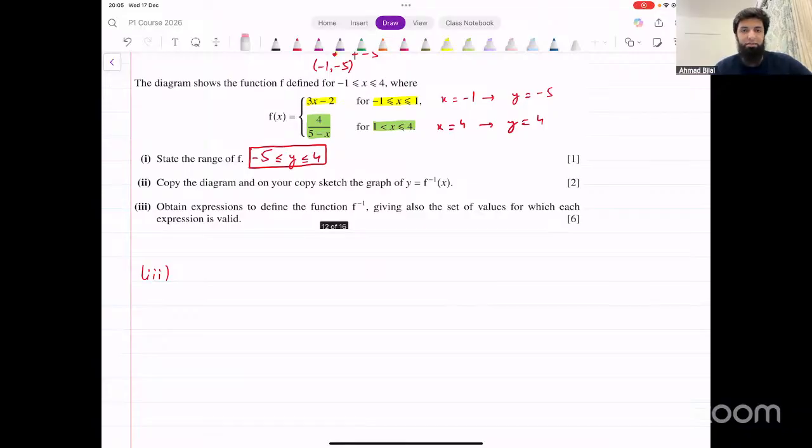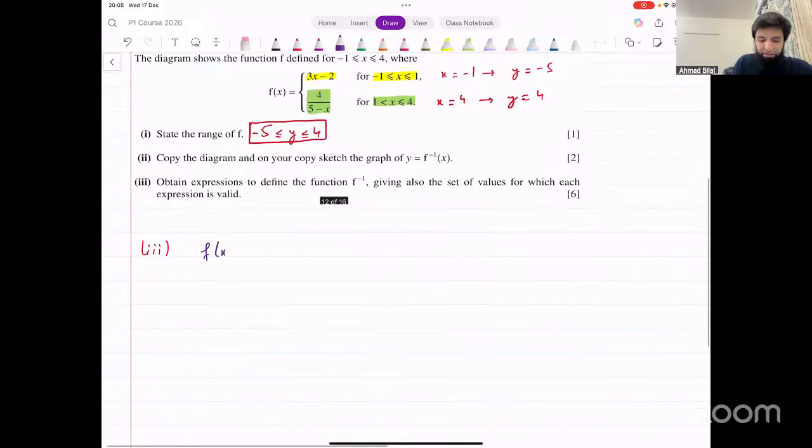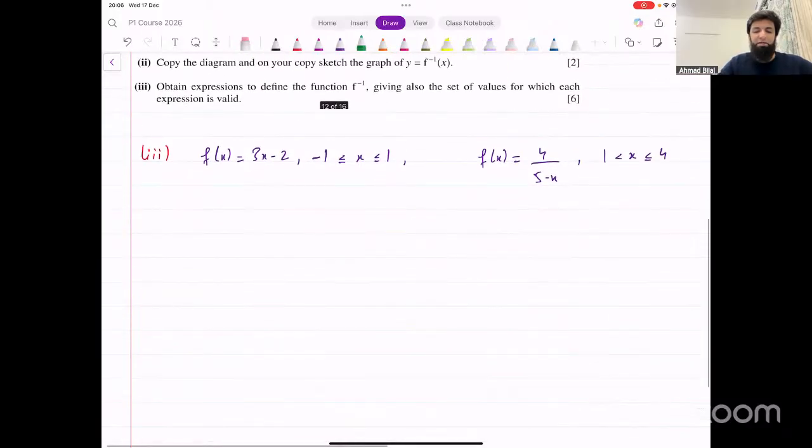There's a straight line, there's a curve. So what we can do is find the inverse of each of them separately. So we have two parts of this function. One part is f of x equal to 3x minus 2, and x is between -1 and 1. And the other part is f of x equal to 4 over 5 minus x, and that part is valid from 1 to 4. Let's find the inverse of both of these parts separately.